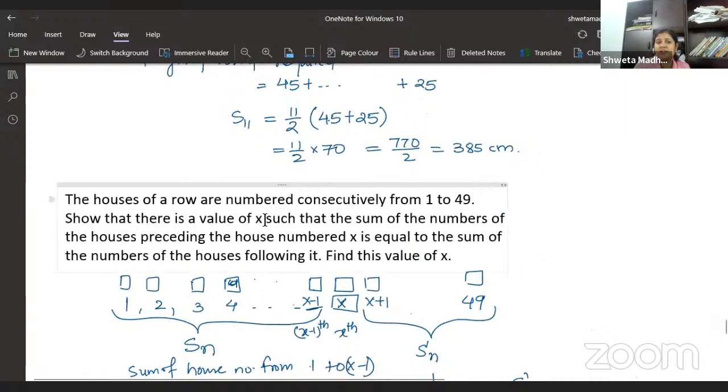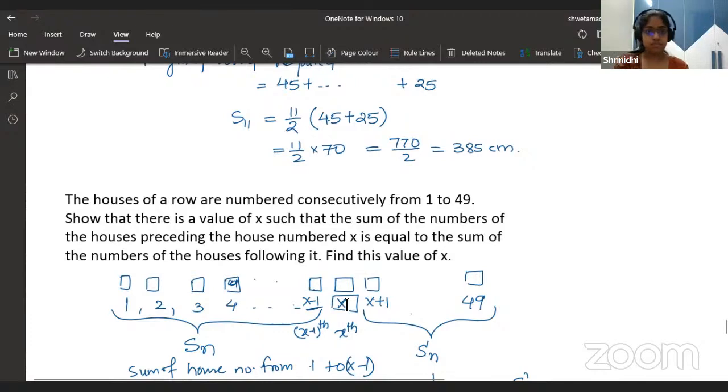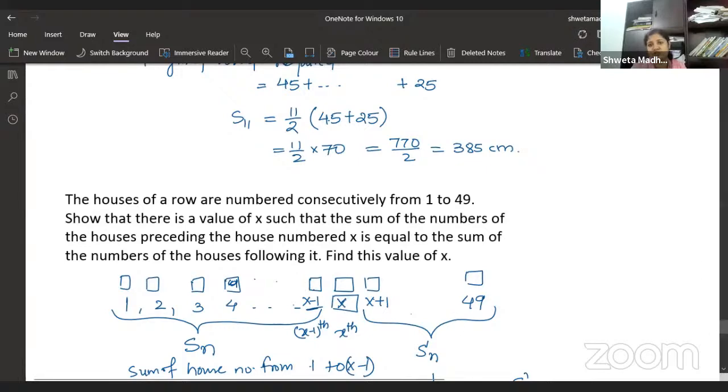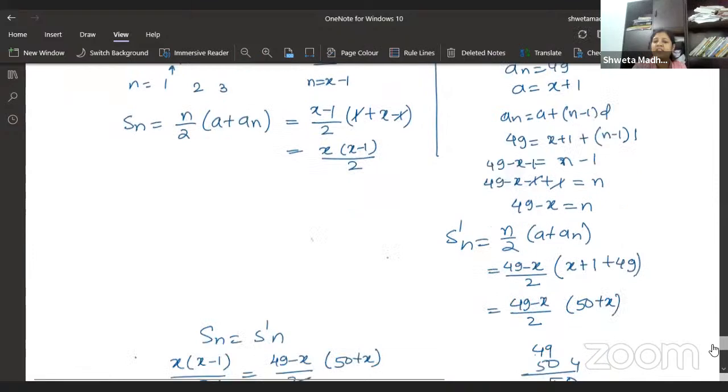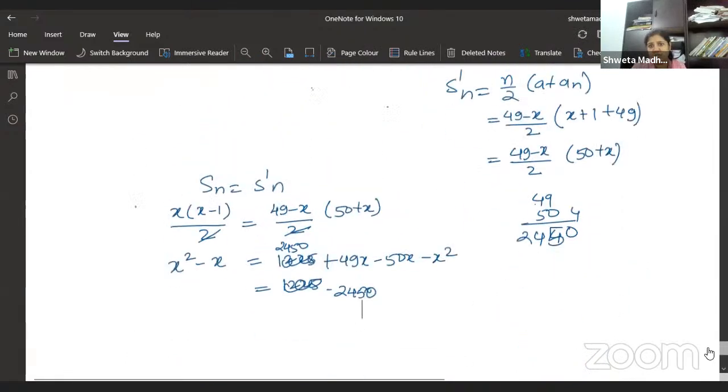Show that there is a value x such that... we have to consider and then find the value for that x. Because without that you cannot find the x value. There is a possibility that we have to show. So if for x we get a whole number, then yes, it is possible. If x is not a whole number, then it is not possible.